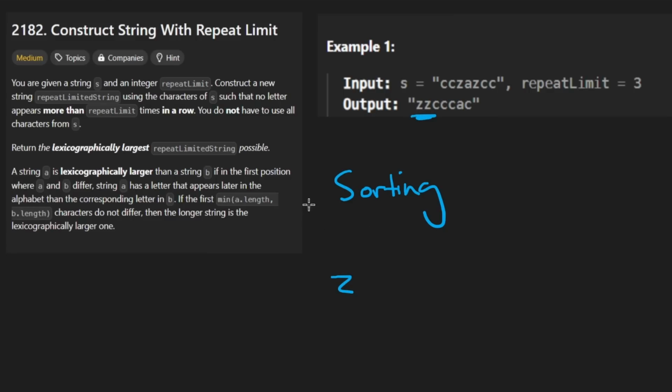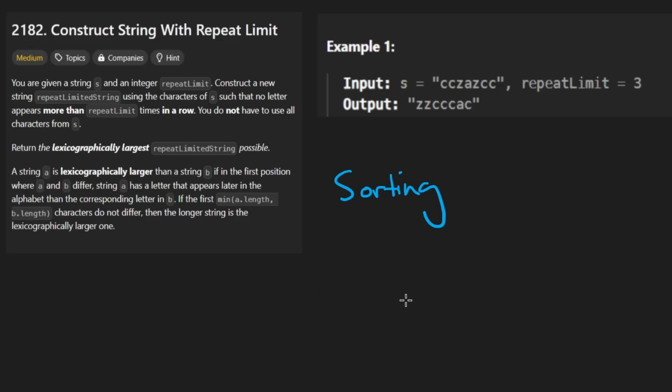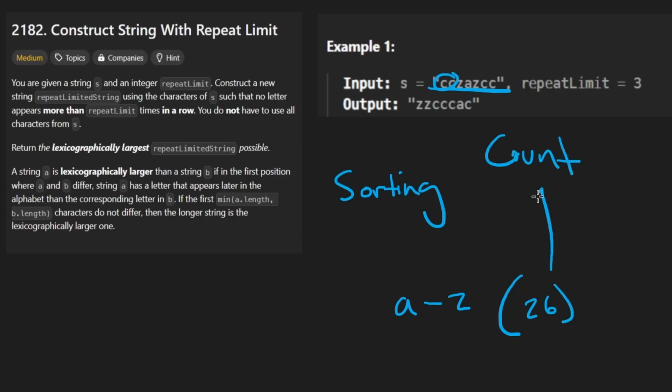Now, if it was that easy, if it was literally a sorting problem, we could actually solve this in pretty much linear time. Not n log n time, but linear time. Because what we would do is just count and sort. Count the number of characters. Since we know they're all lowercase a through z, that's 26 different characters. So you can do some kind of counting or bucket sort and solve this problem in linear time.